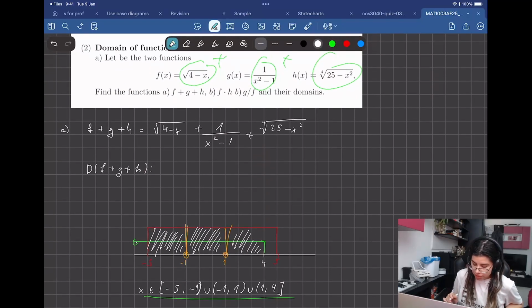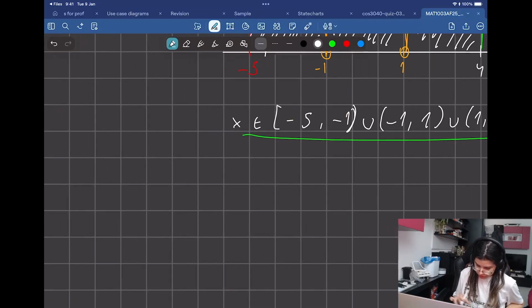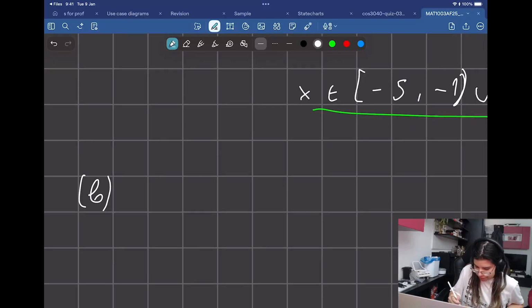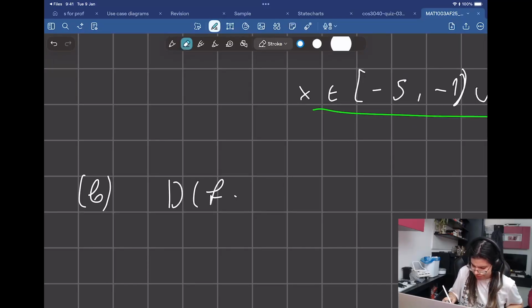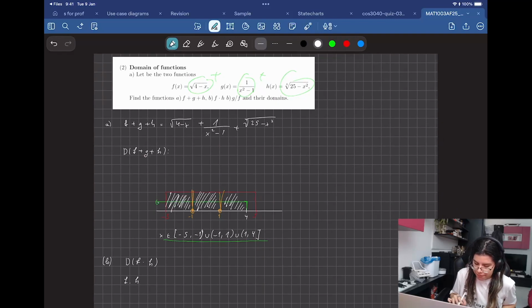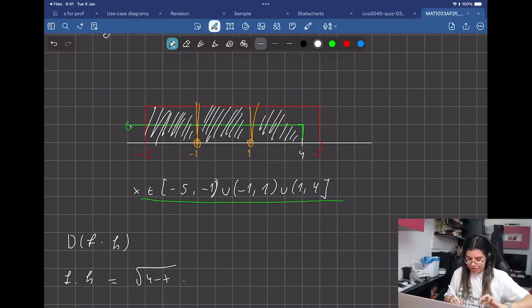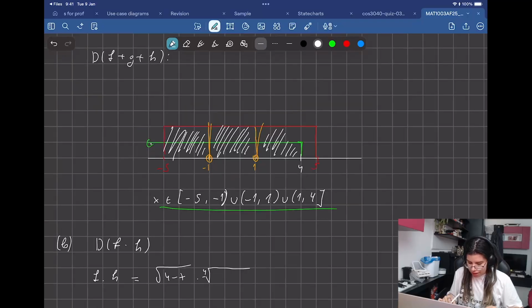Okay, let's move on to the domain of f dot product h. So part B is domain of f dot product h. Okay, let's first just multiply the two functions. Again, super easy, don't lose points on that. You just copy the first function, which is square root of 4 minus x, and then you just literally write the multiplication sign, and then you just write the second function.